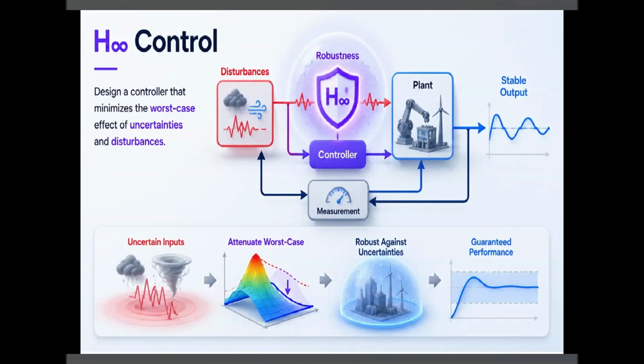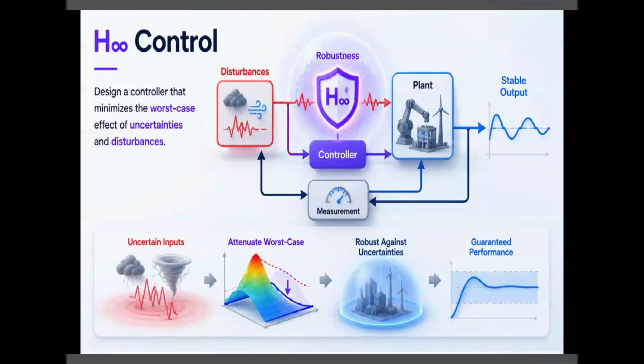Rather than optimizing the controller for one ideal scenario, H-Infinity is designed for the worst-case scenario. Its objective is to reduce the maximum effect that disturbances and uncertainties can have on the system. You can think of it as building a safety margin into the controller. Instead of asking how can I achieve the best possible performance, H-Infinity asks how can I guarantee acceptable performance even under the most challenging conditions.